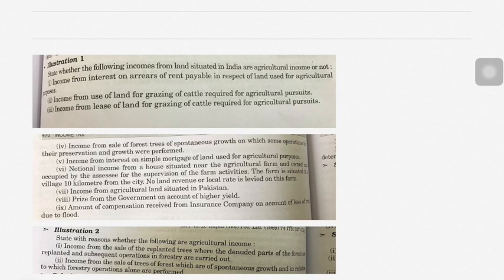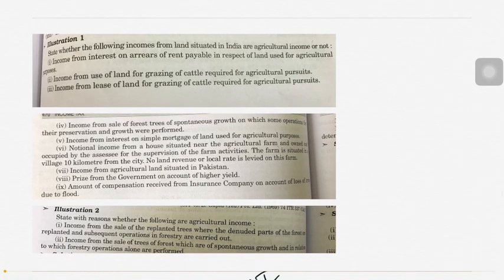Income from agricultural land situated in Pakistan. So land is situated out of India, so it is non-agricultural income. Next, price from the government on account of higher yield. So the government is giving some price because you have grown good crops, on account of higher yield. Still, it is not an agricultural income, because this income is not from sale of crops, sale of yield.